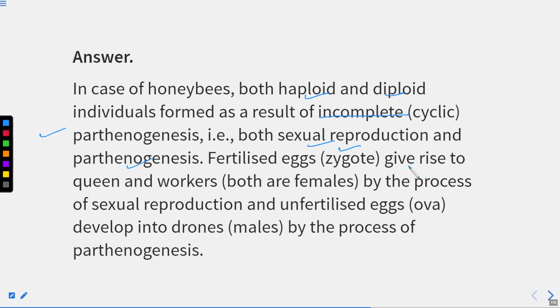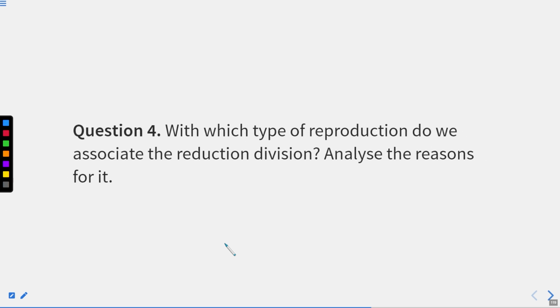So the zygote is formed after fertilization and gives rise to the queen and the workers, both are females, by the process of sexual reproduction. So they are formed by normal sexual reproduction. And the unfertilized egg, which is known as the ovum, develops into drones, which are males, by the process of parthenogenesis. So this is how haploid and diploid honeybees are created. Now let's talk about question 4.